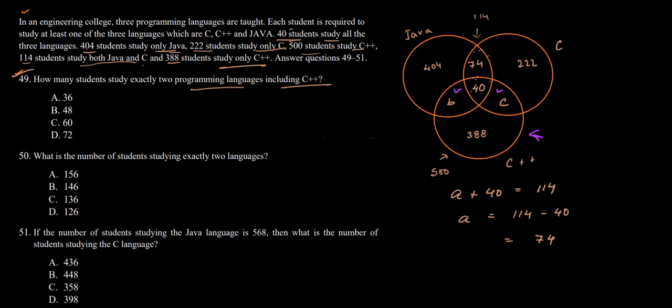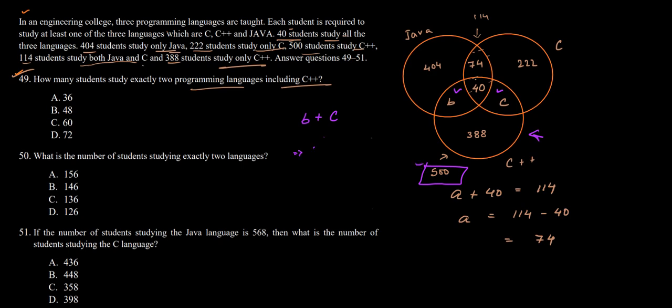So total will be B plus C, and for C++ we have one more piece of knowledge. Here you can see 500 students. So you can see that 500 students study both studies total C++. So from here we can find the value of B plus C.